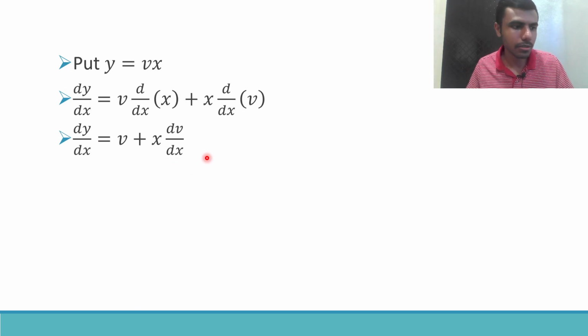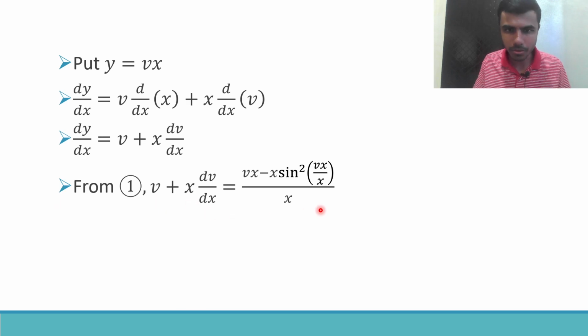Now with these changes, the 1 would become this. Fine. I hope things are clear up till now. Next, if you observe within the bracket here, there is vx by x. So x and x can get cancelled. After that, I'd be left out with sine square v.